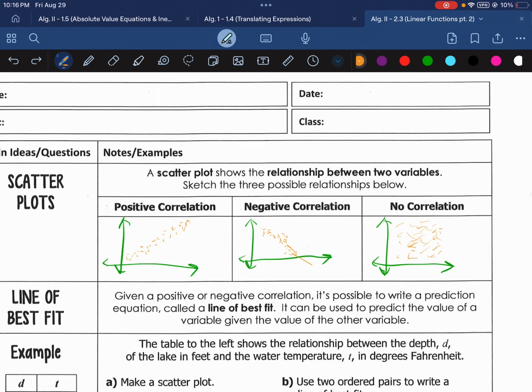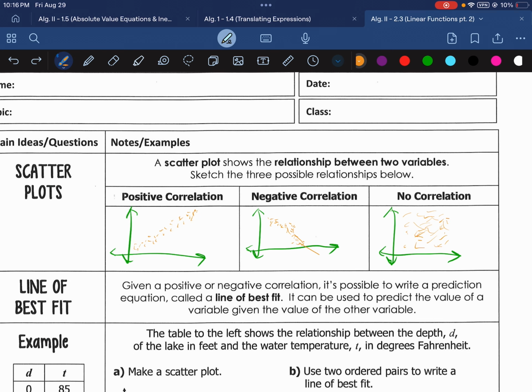So if you have a positive or negative correlation, which is what we'll be having for all of our problems in this lesson, we can make a prediction equation, aka a line of best fit. So it's not an exact line, a linear line, but it's an approximate line. And it can be used to predict the value of a variable given the value of the other variable. So it's trying to guess or predict with some level of accuracy what one variable would be if you know another.